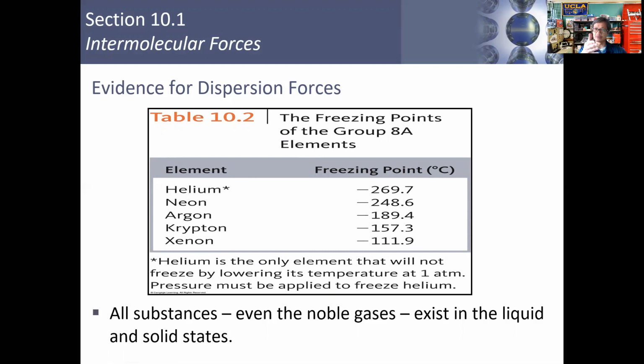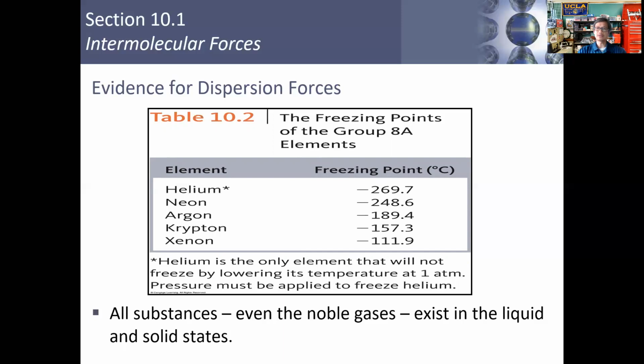All of these noble gases cannot hydrogen bond. They don't have hydrogen in them. They cannot interact through dipole-dipole interaction because they are nonpolar atoms. And so the only way that we can explain how these noble gases, these atoms, can solidify is by saying that there are these London dispersion forces, these interactions that hold these atoms together.